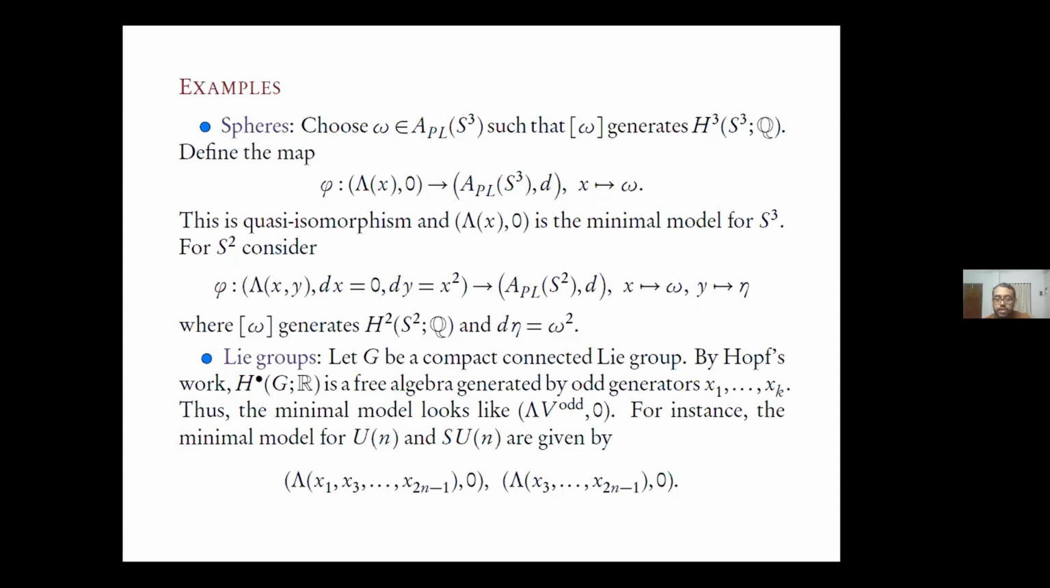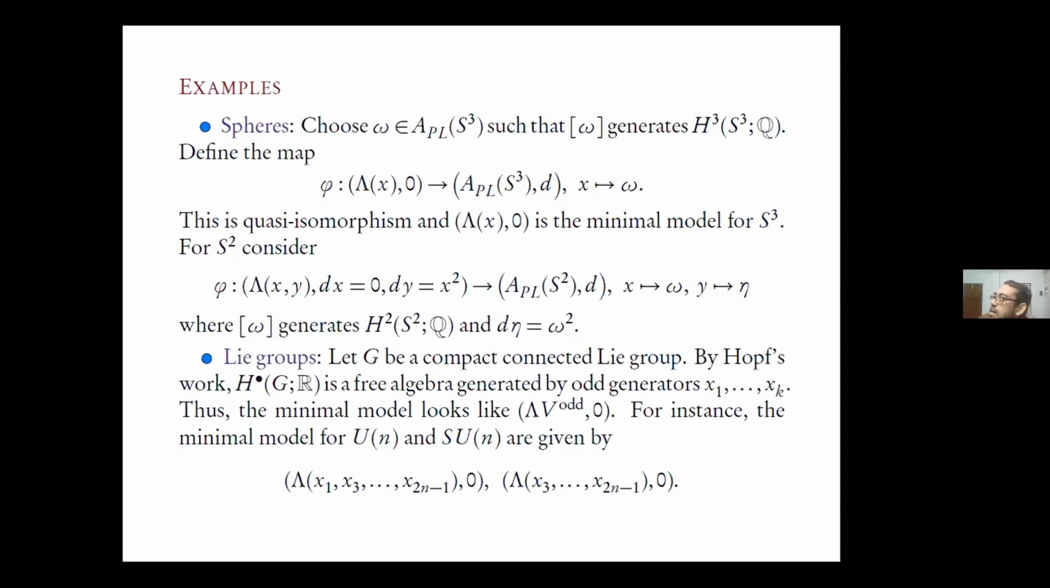So now just a question, maybe. If you just follow the recipe you gave for constructing the model for S2, so literally you would get dy is x squared over 2, right? Because of what you said about the bracket on the identity being twice the class.